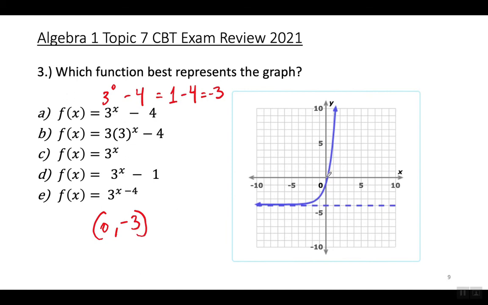Let me see, is that a point here? When x equals 0, y equals -3? That's right here, and that's not on the graph. So it cannot be letter A.